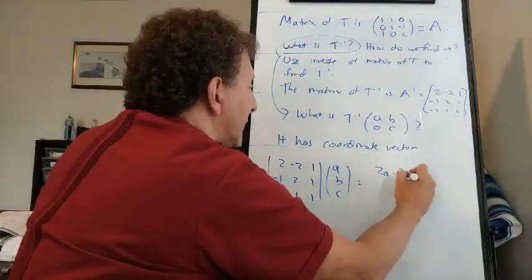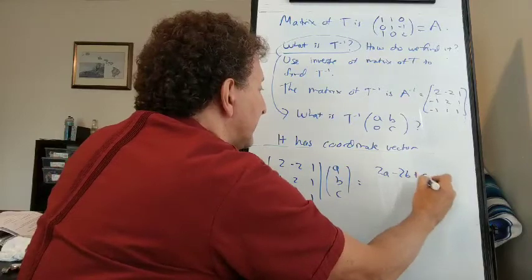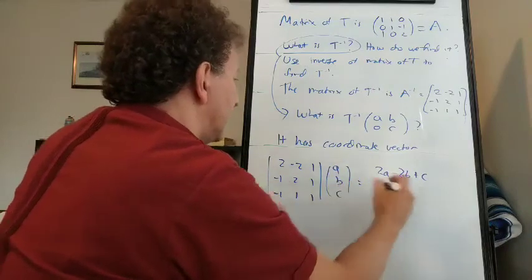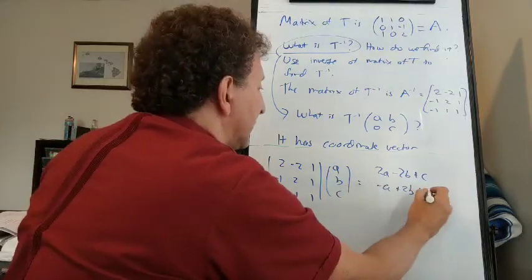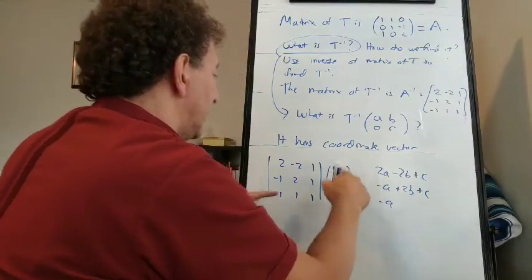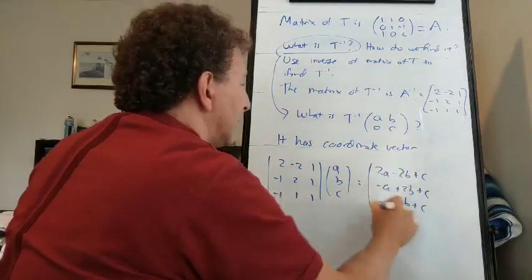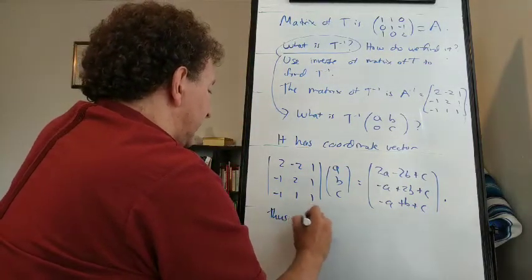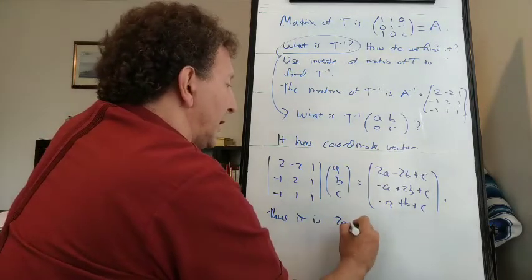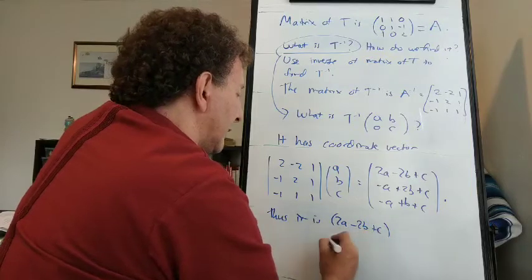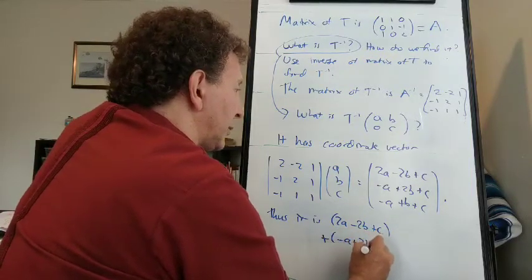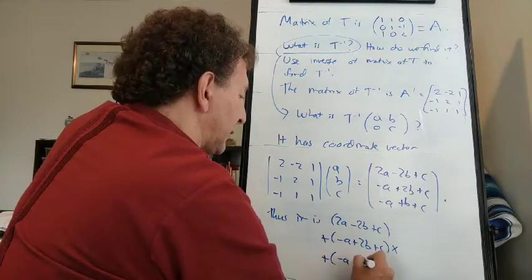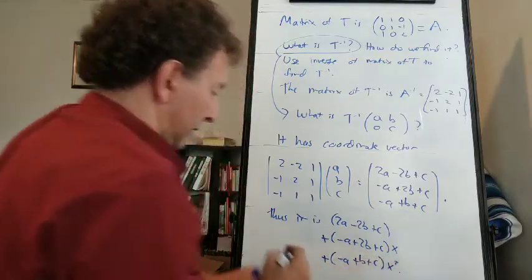So whatever it is, it has coordinate vector 2A minus 2B plus C, minus A plus 2B plus C, minus A plus B plus C. That's the coordinate vector. And thus it is 2A minus 2B plus C, plus minus A plus 2B plus C times x, plus minus A plus B plus C times x squared.